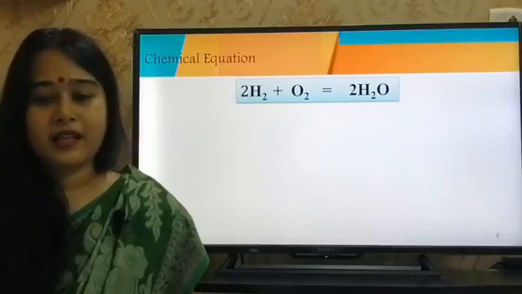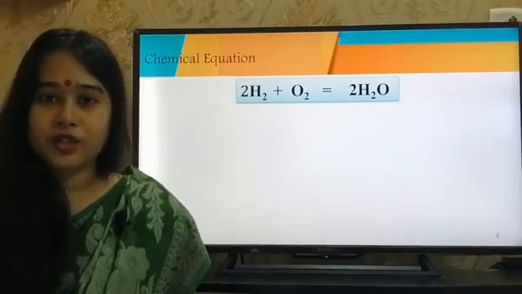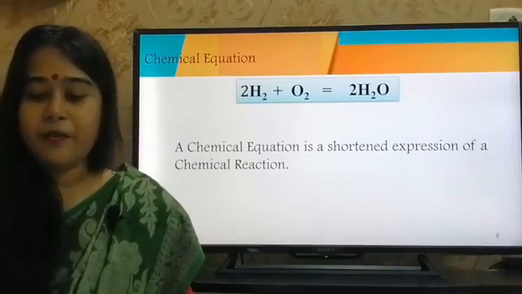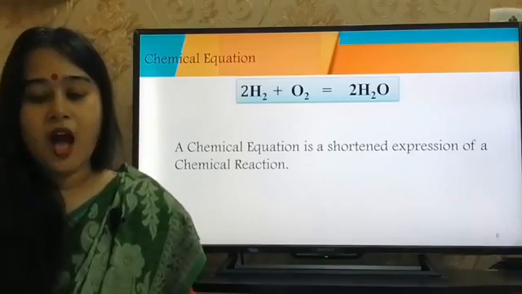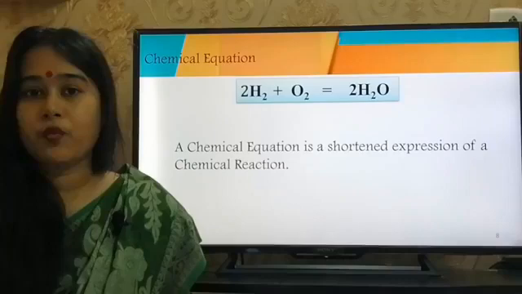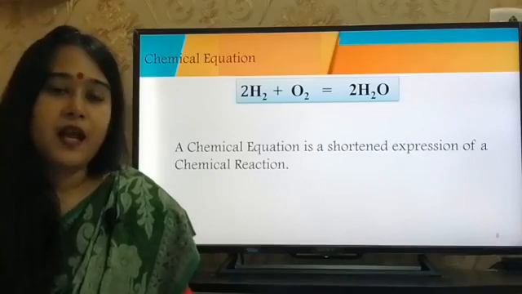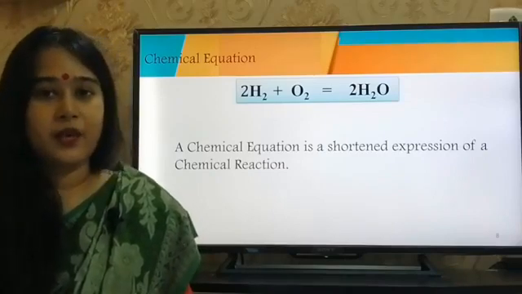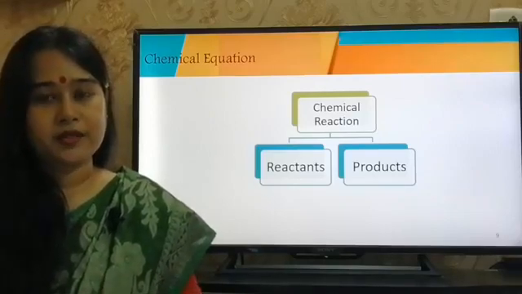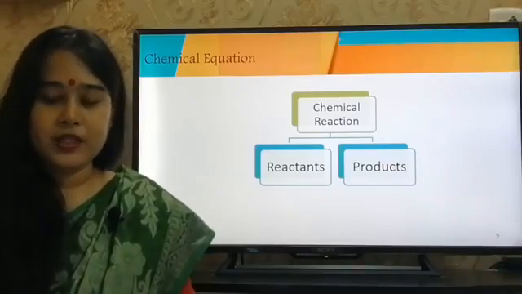Here you can see a chemical equation like 2H2 plus O2 equal to 2H2O. So what is a chemical equation? A chemical equation is a shortened expression of a chemical reaction. So whenever we have a chemical reaction and we want to express that chemical reaction in a short form, at that time we use chemical equation. In chemical reaction, we have two parts. One is reactants and another one is products. So let's see what these are.